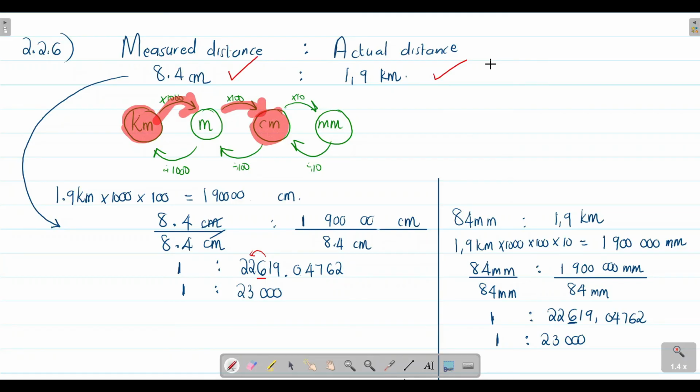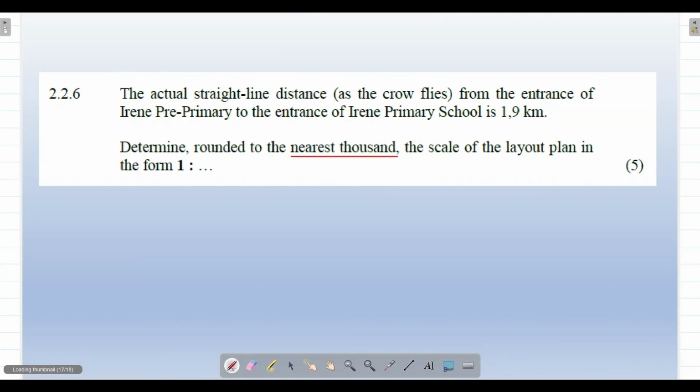Then you'll get another mark for converting your kilometers to centimeters. So we've converted our kilometers to centimeters here, and we said that 1.9 kilometers is equal to 190,000. So that is another mark that you'll get. Then you'll get another mark for simplifying your ratio, and the final mark for rounding off. So it's 1, 2, 3, 4, 5. This question is out of 5 marks, and that is how they would mark it.